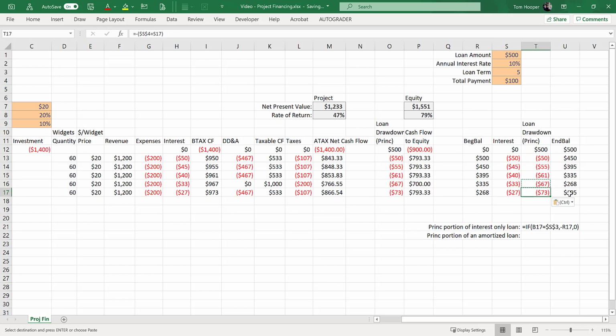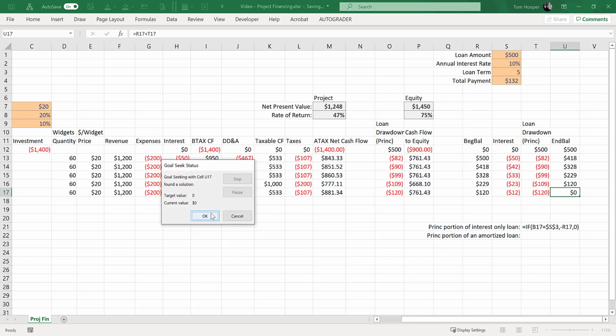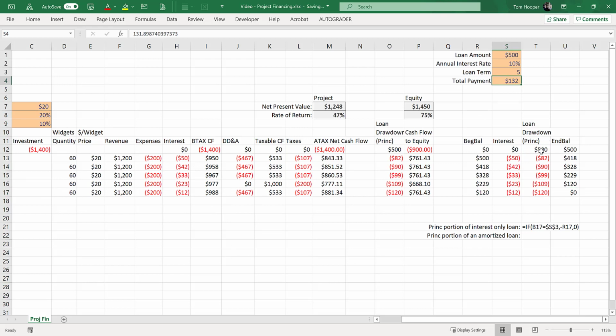But that's not enough to pay off the loan. So how do we figure out how big this number needs to be, how much our total payment needs to be each year to get this to zero? Well, the easy answer for that is goal seek. We could set that to zero by changing the payment and find out that about $132 would do it. So we pay $132, and I'm not showing the pennies, there probably are some.